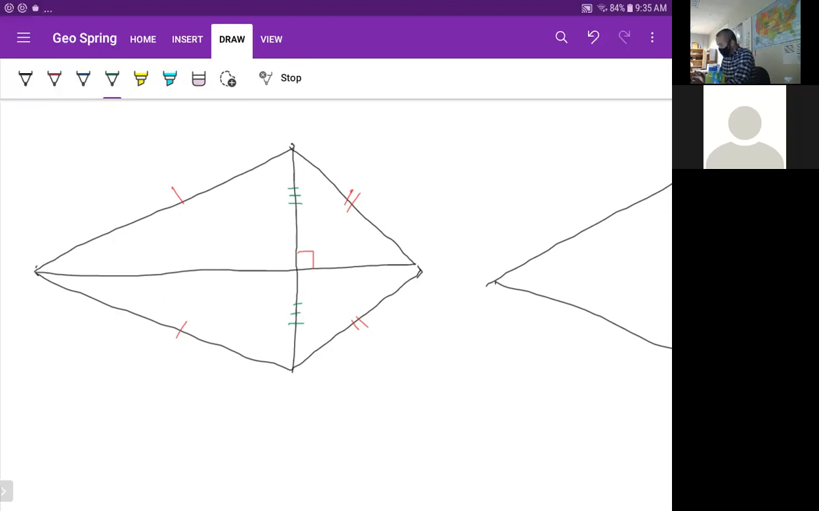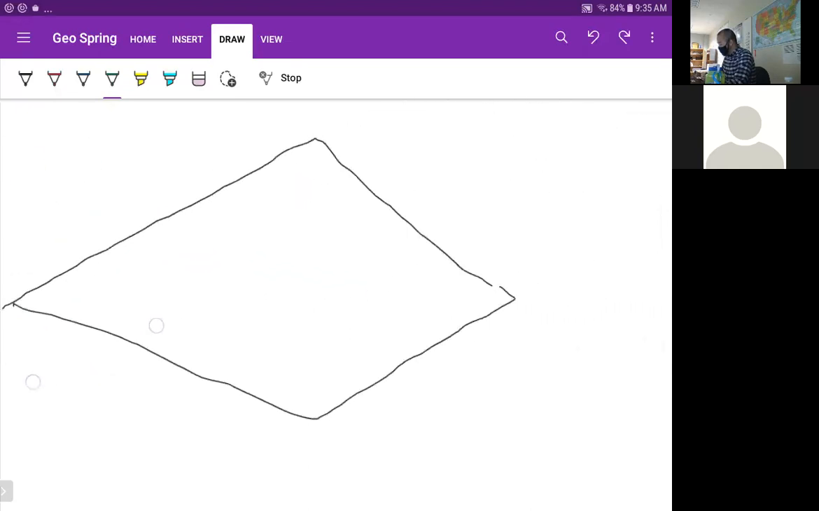So even with the angles, there's a lot there as well. This angle is congruent to this angle. This angle is congruent to this angle. And this line is bisecting those angles on the left and the right. So you need to know what all these symbols mean.